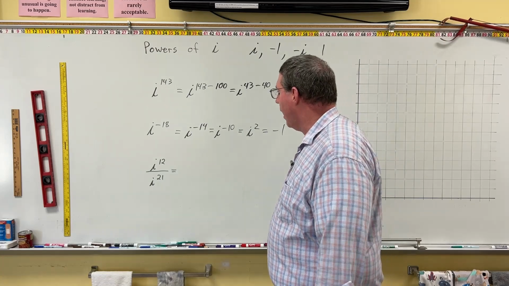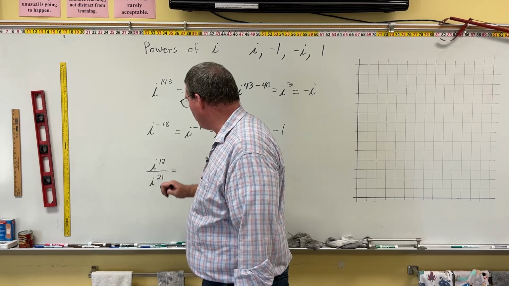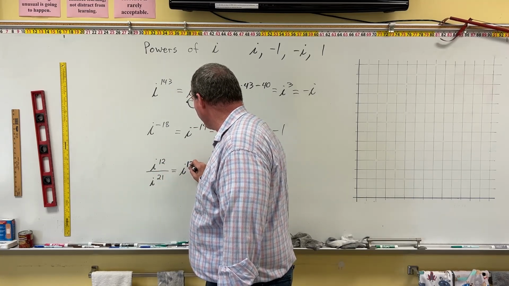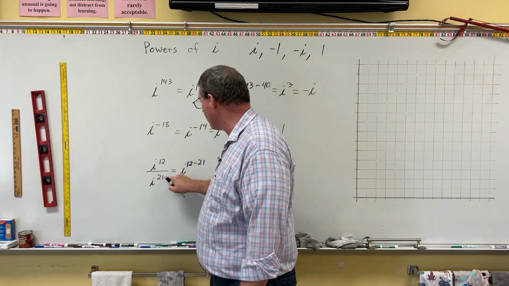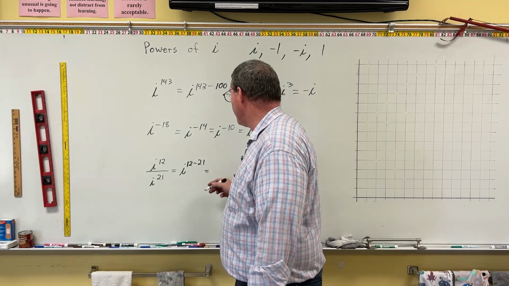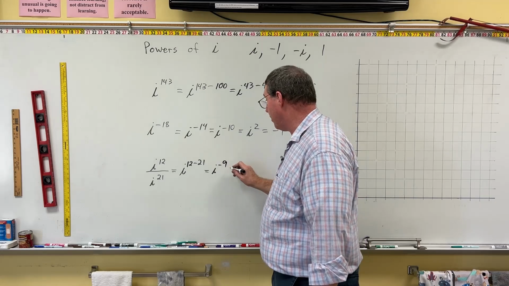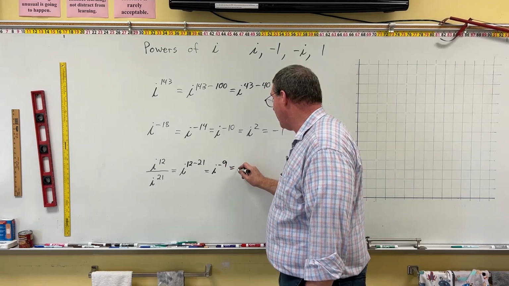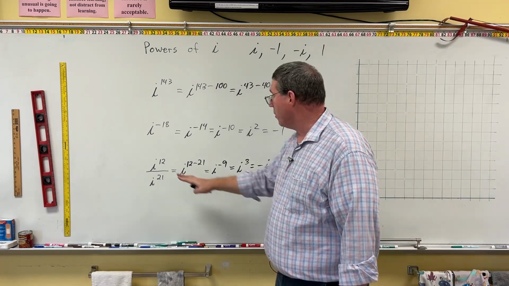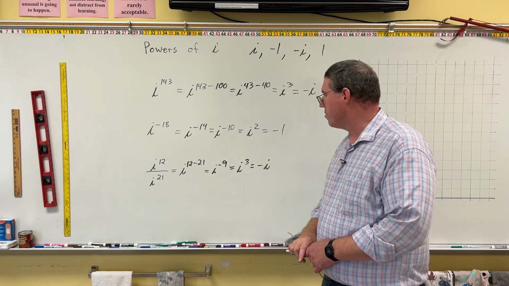And then lastly, when we have i to the 12th power and i to the 21st power, we have numerator and denominator. This is the same thing as i to the power of 12 minus 21. So this power subtracts this power, 12 minus 21. And 12 minus 21 is negative 9. So this is the same thing as i to the negative 9. Then we can add 12 again. If I add 12 to negative 9, I get i to the third power, and i to the third power is negative i. So i to the 12th over i to the 21st is the same thing as i to the third, which is negative i.